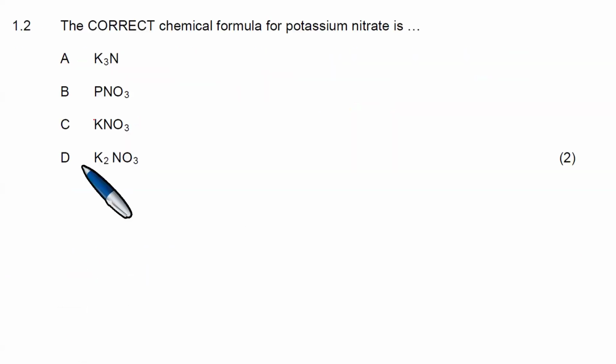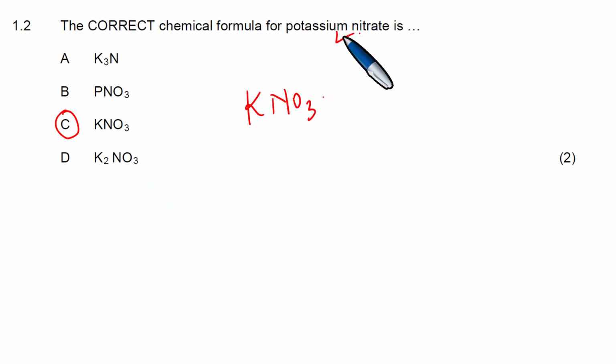Next question. The correct chemical formula for potassium nitrate is which one? There's something we call potassium nitrate, and which one is the correct chemical formula for it? Anyone? The correct answer is this one here. It is KNO3, and this is called potassium nitrate, and that is the correct chemical formula.